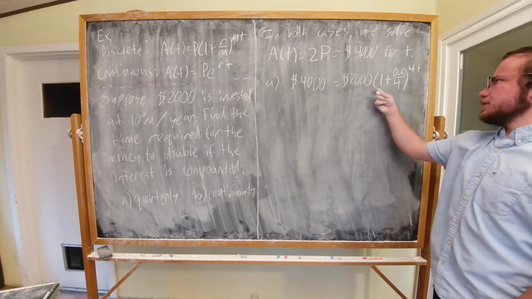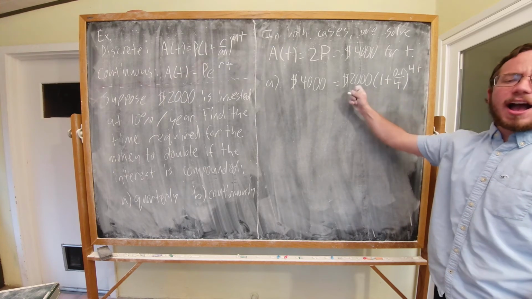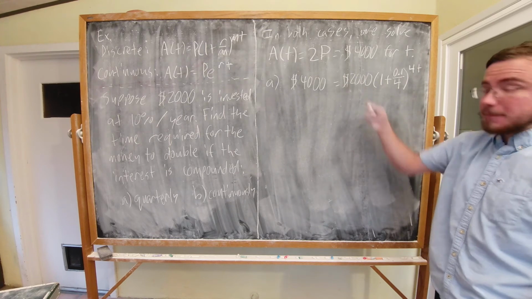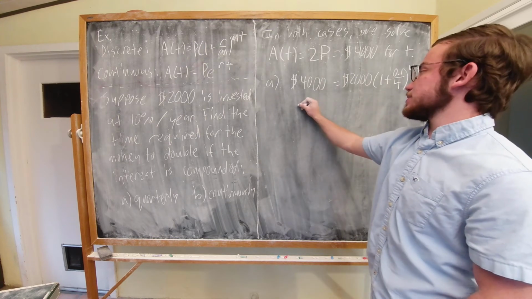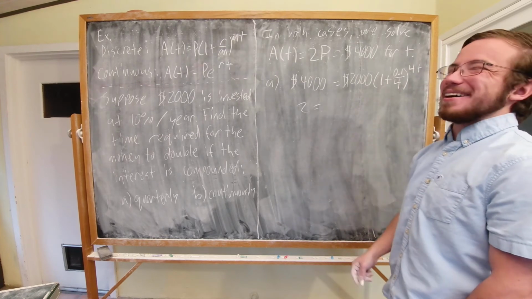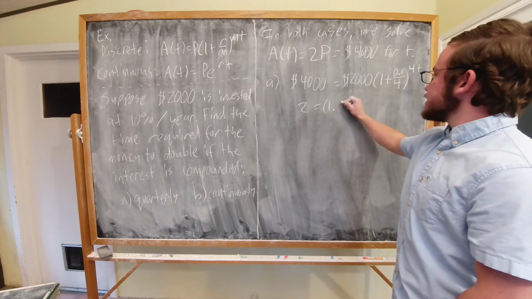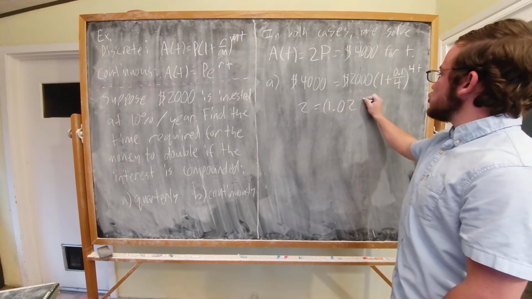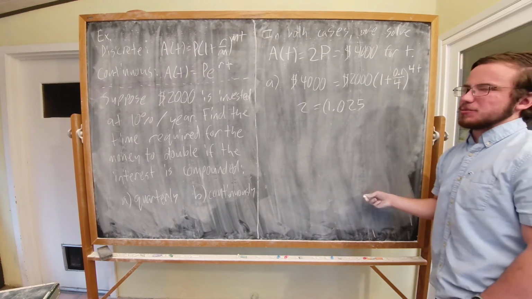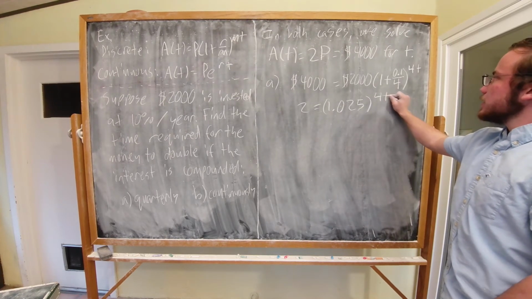Well, this is an exponential function, so I should probably take a logarithm. I should probably not have this 2,000 here because it'll mess things up. So let's divide both sides by 2,000. We get 2. The dollar signs cancel out. How about that? 2 is equal to 1.025. Just making it in decimal. To the 4t.